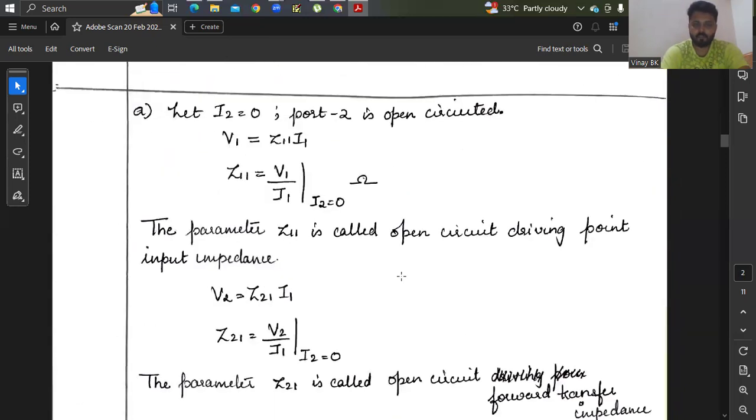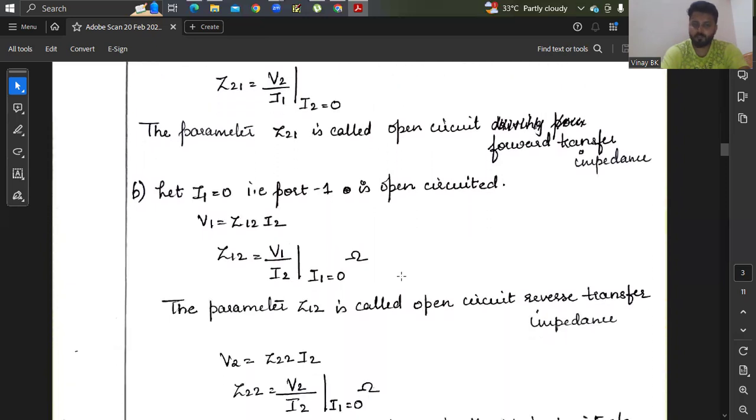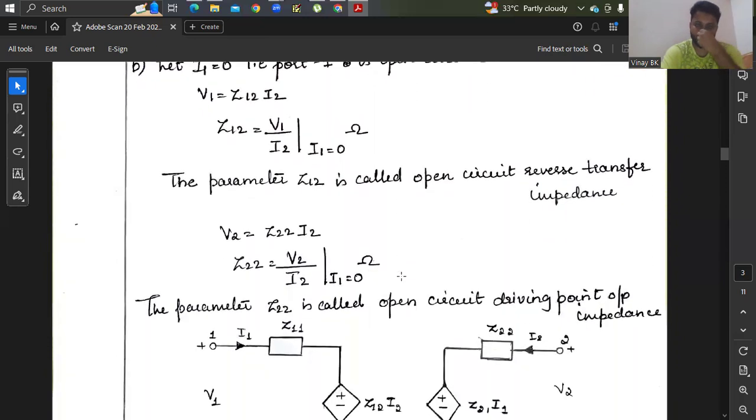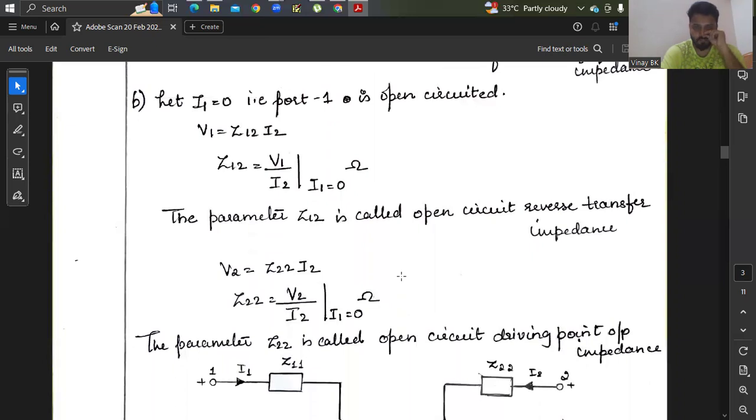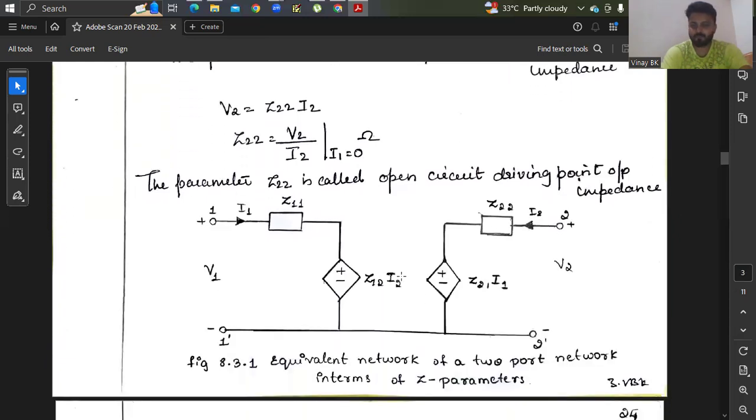Then you need to write the I2 equals 0 condition. What is Z11? What is Z21? That you have to define. Z11 is nothing but open circuit driving point input impedance. Z21 is open circuit forward transfer impedance. Similarly, when I1 equals 0, take a screenshot. You need to write Z12 and Z22 and define what these are. After that, you have to draw the equivalent circuit.